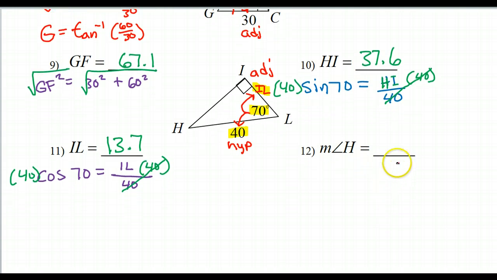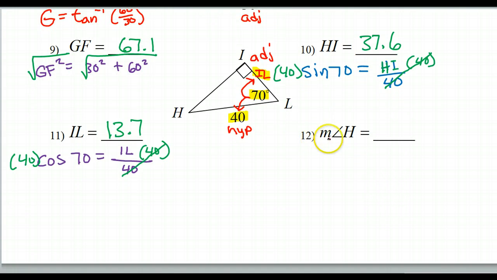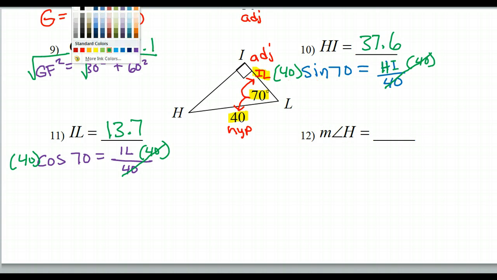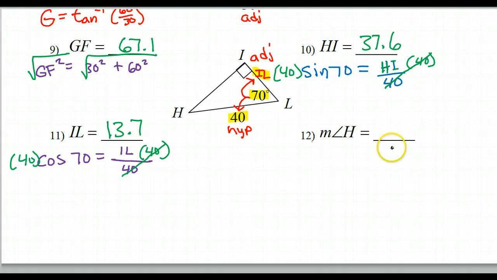Now, number 12. Measure of angle H. Well, guess what? That's one of those easy ones where we're just going to do 90 minus 70. We're given the one angle, so just subtract from 90. Of course, that will be 20 degrees. And that's it for the homework.